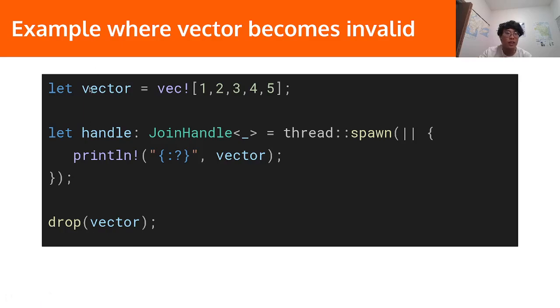There's every chance that in the main thread the vector variable gets dropped, deleted basically. And since this thread tries to do a borrow, tries to get a reference to the vector, now the reference is no longer valid. So the Rust compiler will complain and it will not let you do this, right?